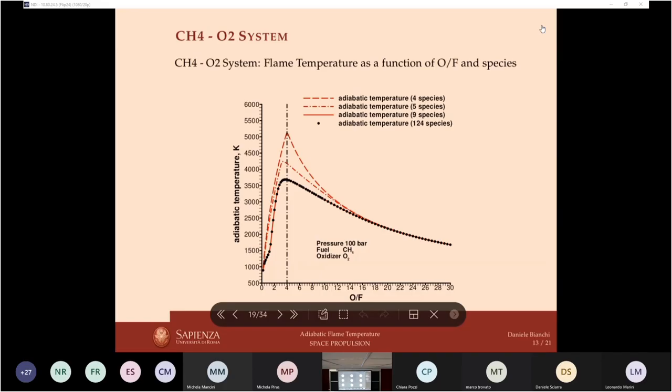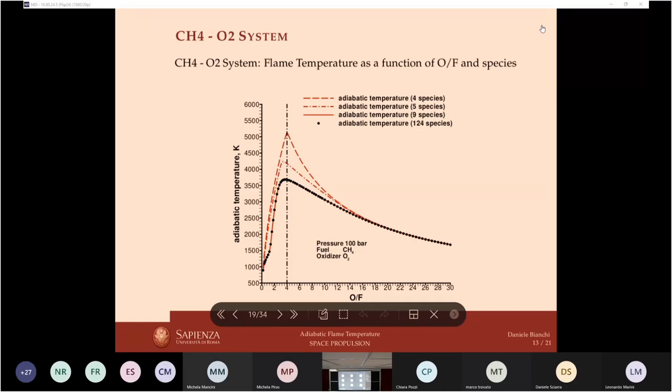We have seen in balancing the equation that the stoichiometric condition should be 4 with the only products being H2O and CO2. And this is what corresponds to the dashed line that peaks at this maximum temperature over 5,000 Kelvin. So what you see here is that depending on the number of species you consider in the reaction, you can have a more or less correct approximation of the final value of adiabatic temperature. But the number of species is not too high for this evaluation. Of course, if you have CH4 and O2, you have more species than in the case of H2 and O2. You have to play with C, H, and O rather than only with H and O. So you expect more species.